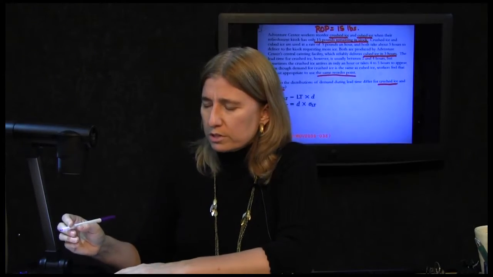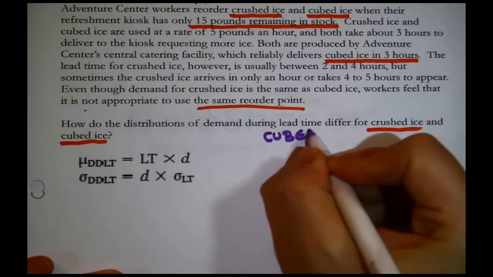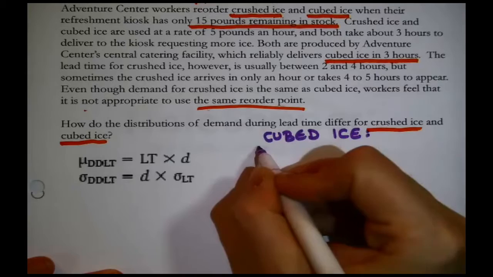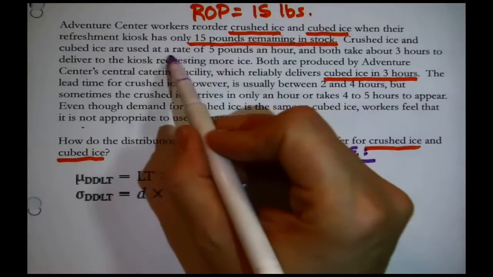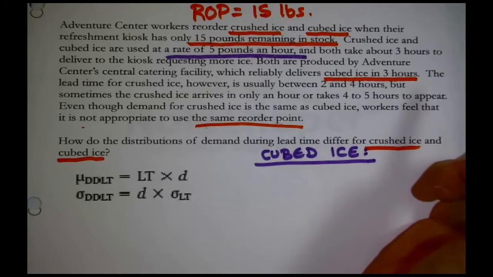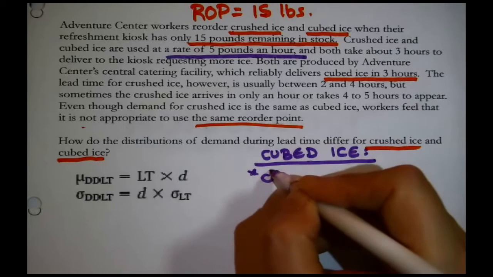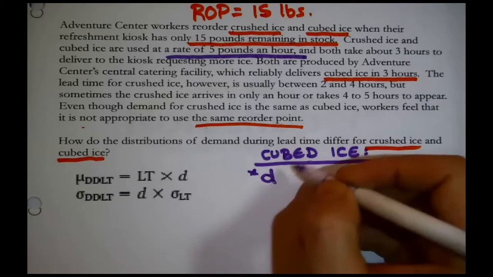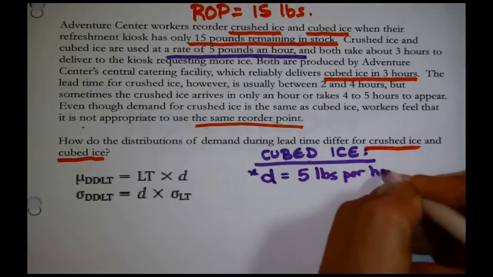The easiest thing to do is let's handle cubed ice first, because cubed ice is simpler than crushed ice. I can see that already. The first item that we'll look at is cubed ice. What do they say about cubed ice? Well, they say in the case of both types of ice, they're being used at a rate of 5 pounds an hour. So both types of ice, that includes cubed ice. That is essentially our lowercase d. That is our demand rate, 5 pounds per hour.